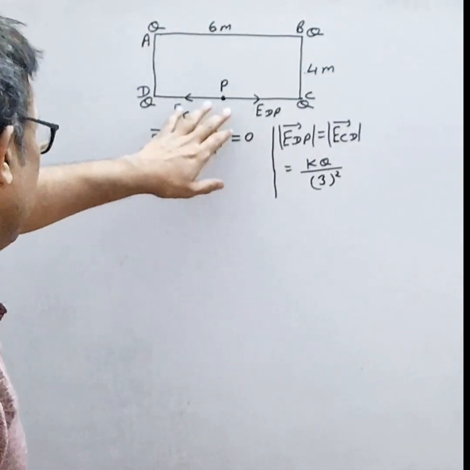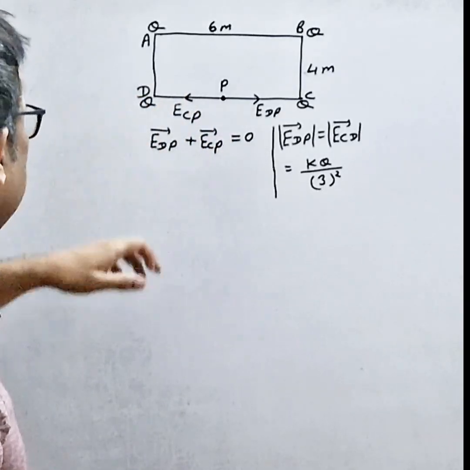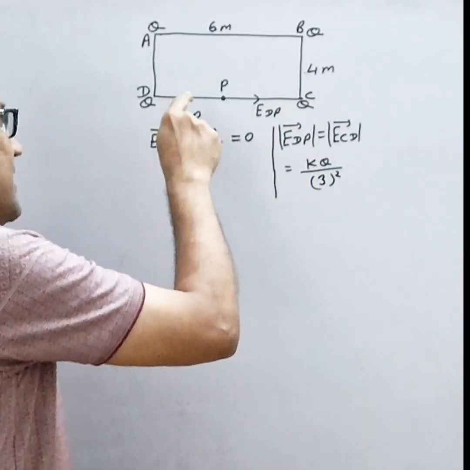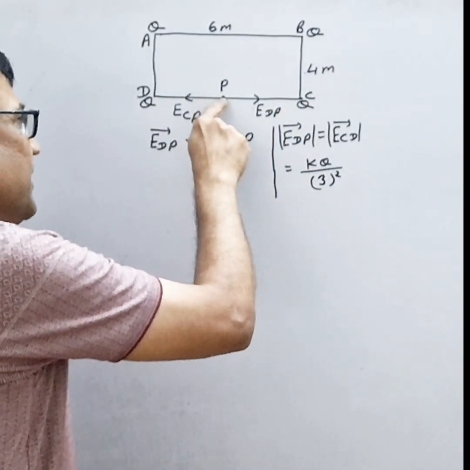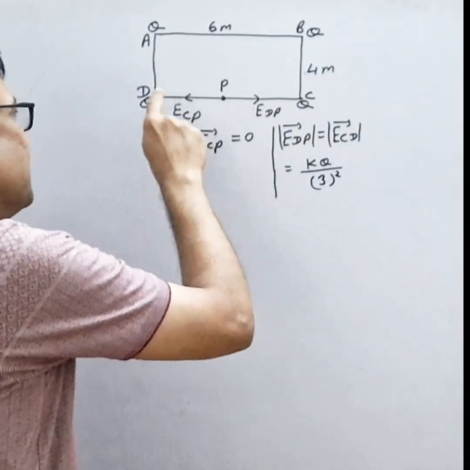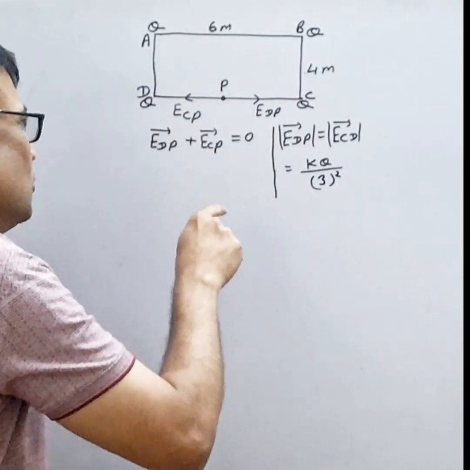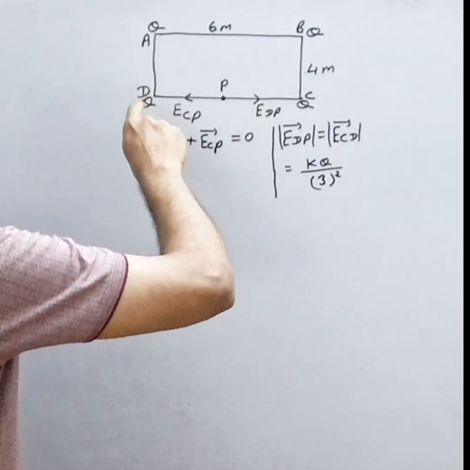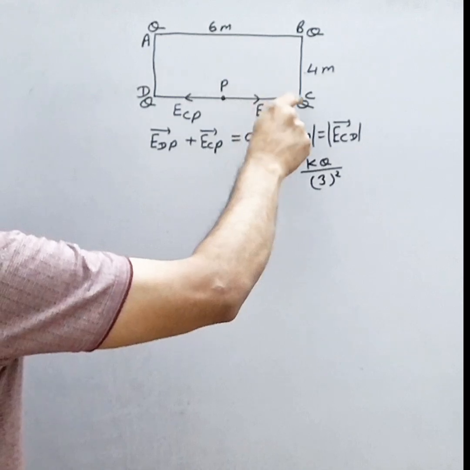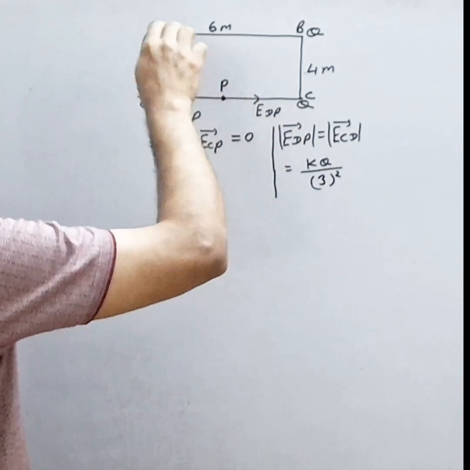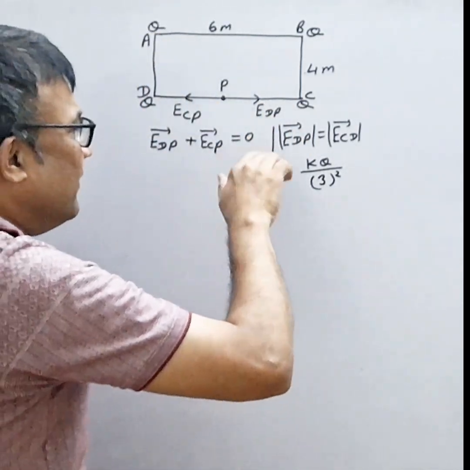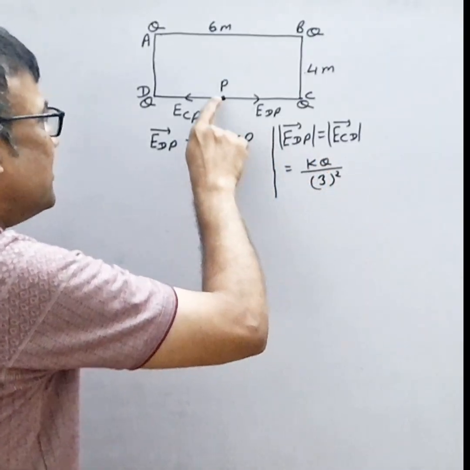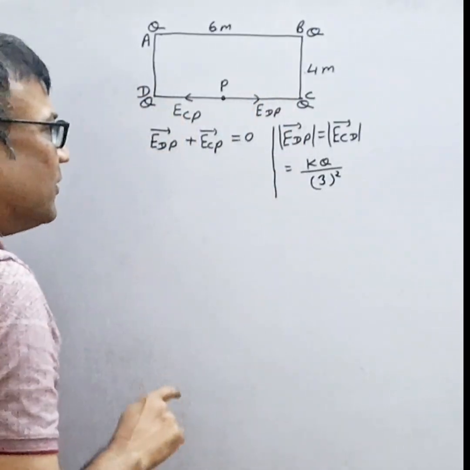Now, first at point P, we find the electric field produced by the two charges located at vertex C and D. As point P is the midpoint, it is at equal distance from vertex C and D, which is equal to 6 by 2, that means 3 meter. Also, the magnitude of charge at these two vertices is the same, that is q. Therefore, these two charges will produce electric field of the same magnitude at point P, which will be kq divided by 3 square. 3 is the distance of point P from either charge.